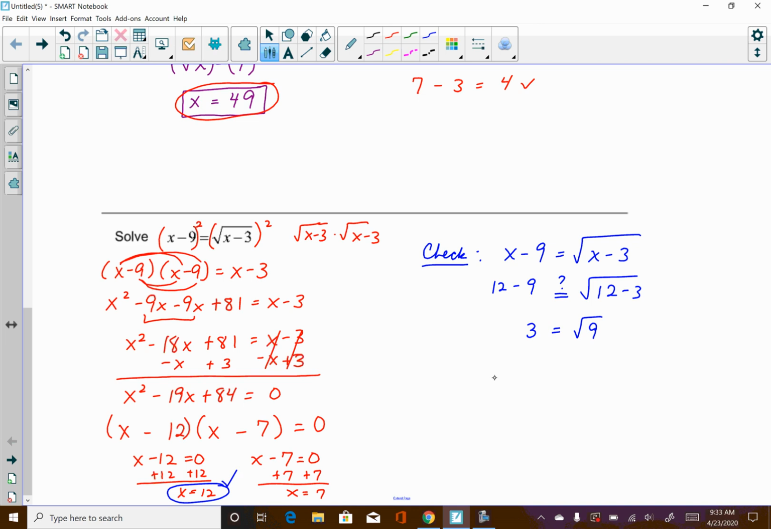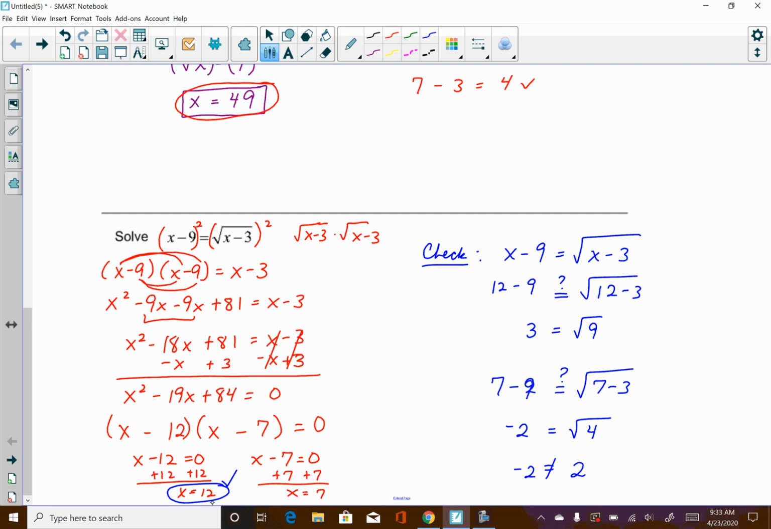All right, let's check the 7. Is 7 minus 9 equal to the square root of 7 minus 3? So 7 minus 9 gives us negative 2. 7 minus 3 is the square root of 4. And the square root of 4 is positive 2. So positive 2 does not equal negative 2. So therefore, only positive 12 is our solution.